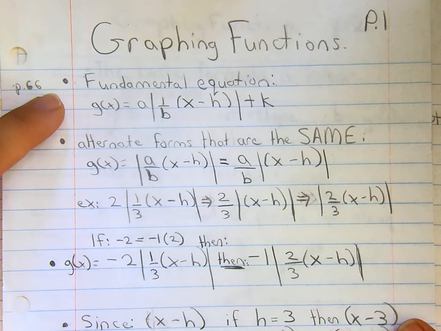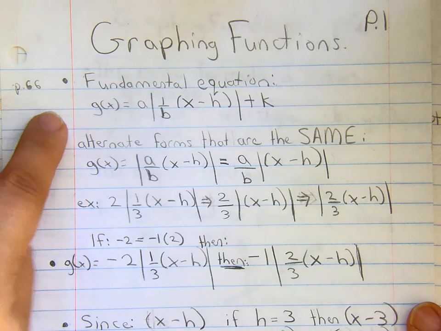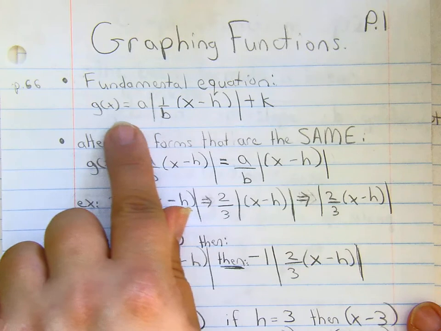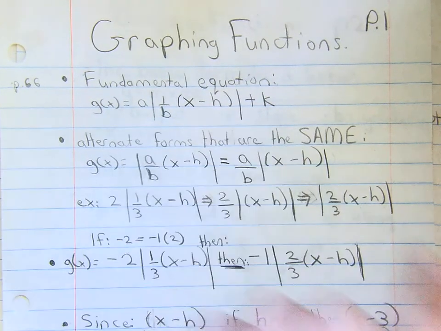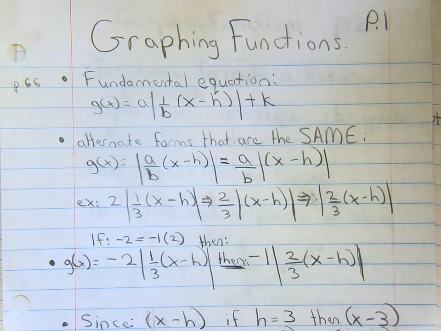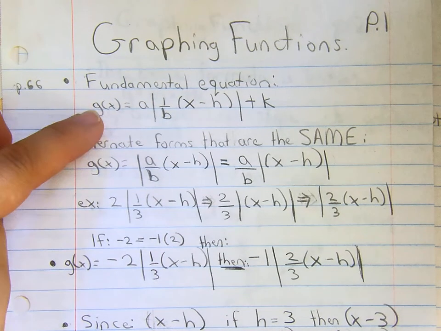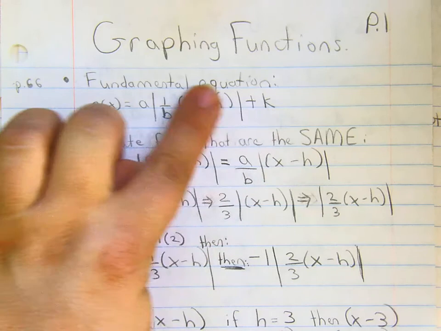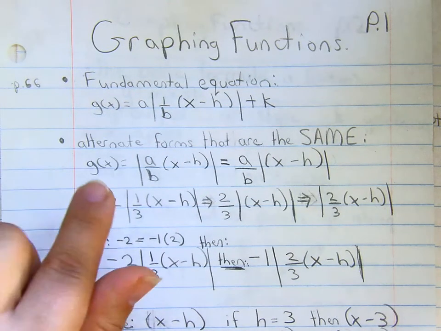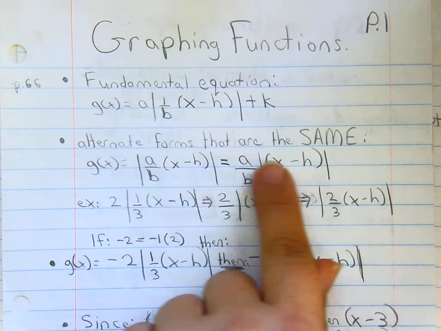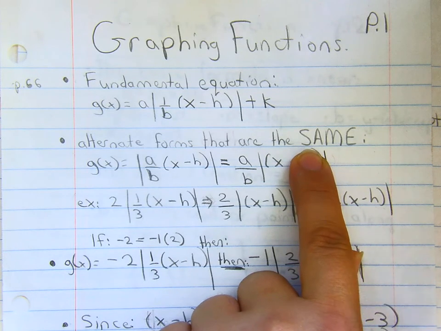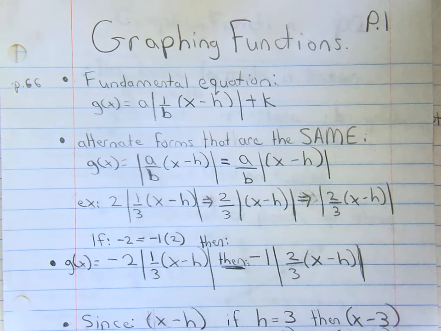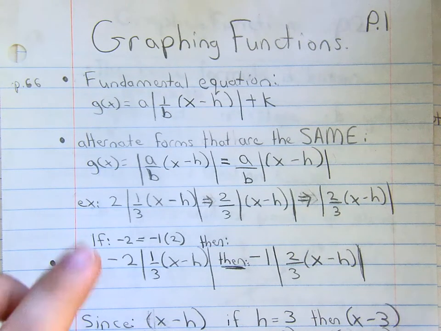So to start off, we have our fundamental equation. This equation or version of it is going to come up over and over and over again when it comes to making graphs of functions. And one thing to note is even though this is a primary one that you're going to see in the book, there are alternate forms that are the same. So these don't change the graph at all. They're just different ways of writing the same thing, kind of like equivalent fractions or anything along those lines.